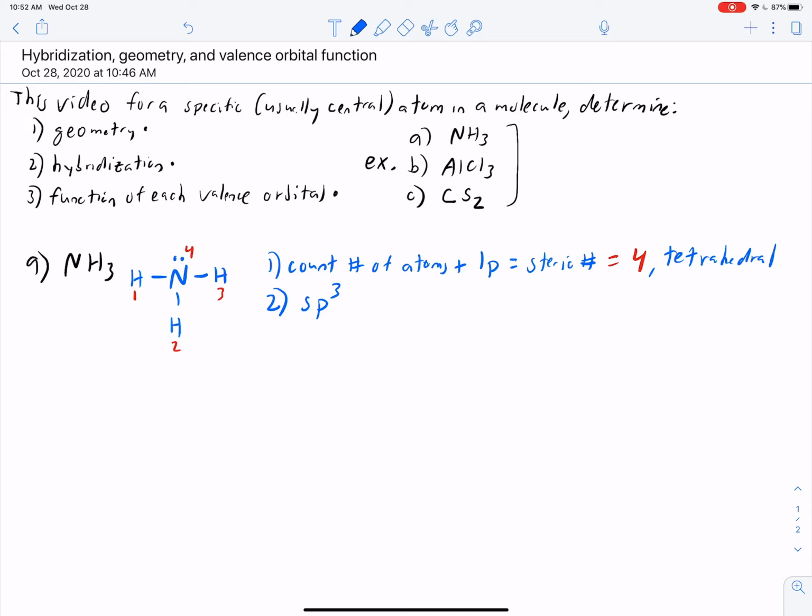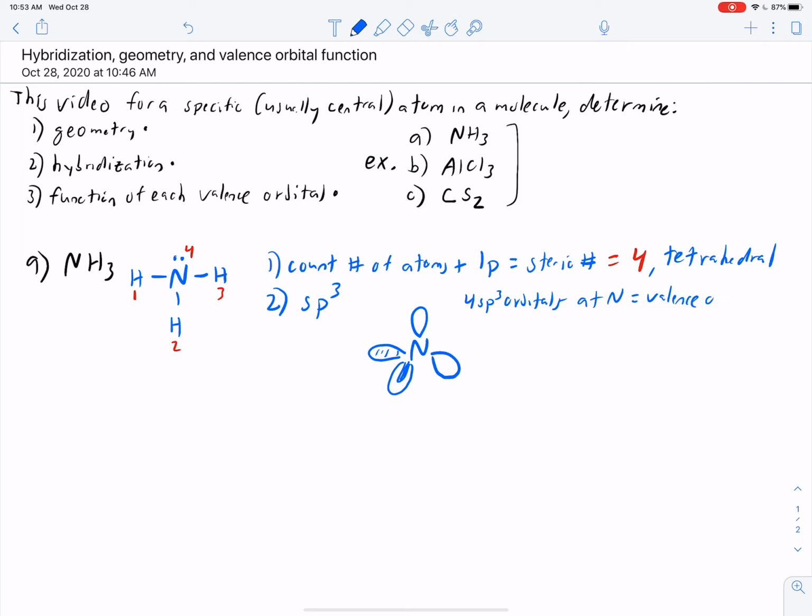In terms of what this means, I'm going to actually draw that shape. So what it means is that that central atom, we think about it as having 4 orbitals. If you haven't yet talked about this wedge and dash format, I imagine you will at some point. I'm just trying to represent these in the shape of a tetrahedron. There are 4 sp3 orbitals present at this nitrogen. Those are the valence orbitals that I want to assign to do part 3.